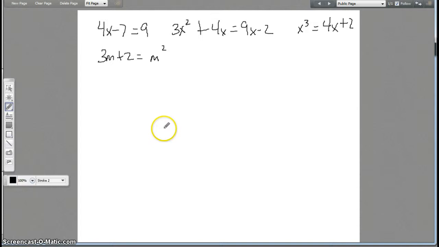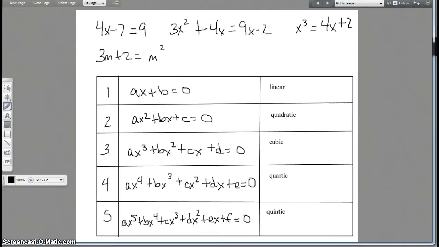Every polynomial equation can be written so that one side of the equation is 0 and the other side is a polynomial of descending variables. Okay, so what you see on the screen now is a table that's in your book. This first column of the table tells the degree of the equation. In the second column, you have equations of different degree written in standard form. And then the last column is the name of that type of equation.